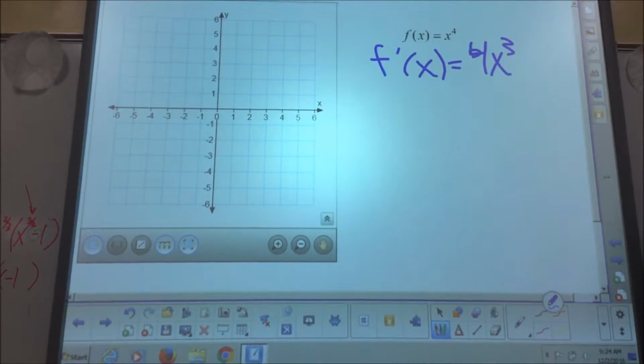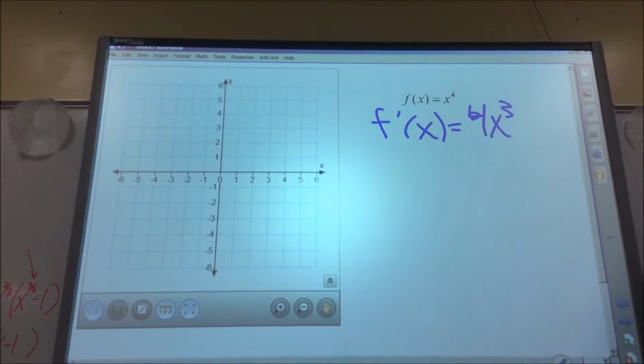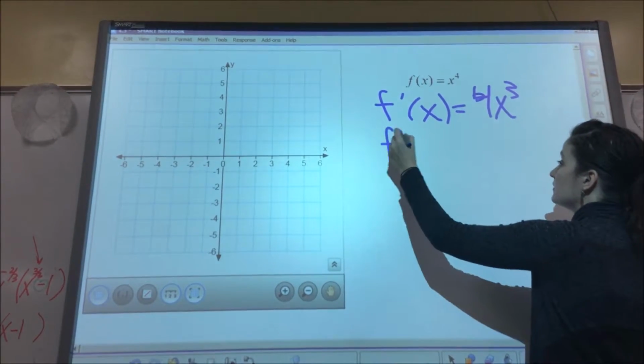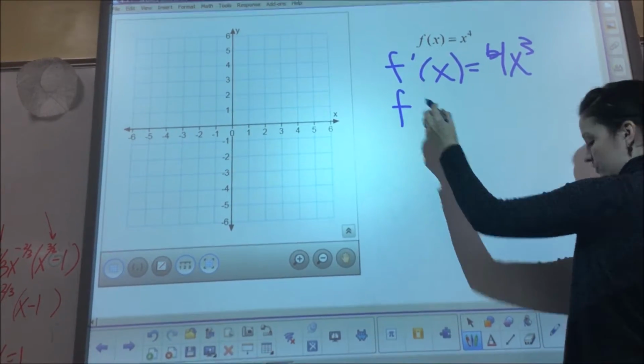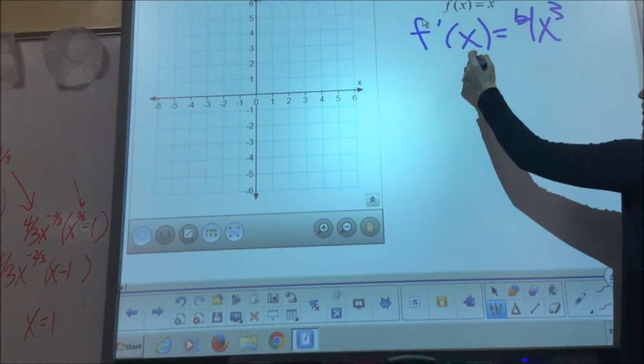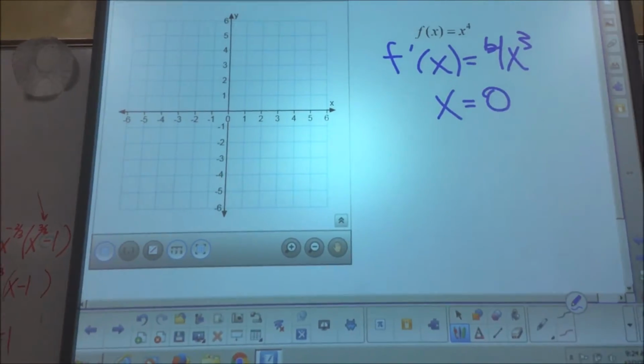It's a 4 in case you couldn't tell. There's no plus C because there's no constant, right? Yes? No? Yeah? So first we have x equals 0.